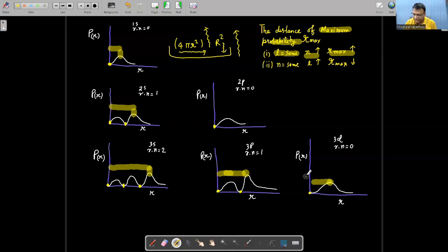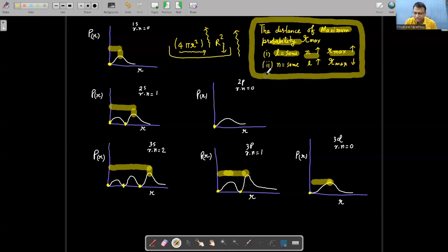So we are saying that if the value of n is the same but the value of the azimuthal quantum number is increasing, it means that r max is going to decrease. So this is also important. I don't remember in which year they asked it in JEE Mains, but this point is very important.